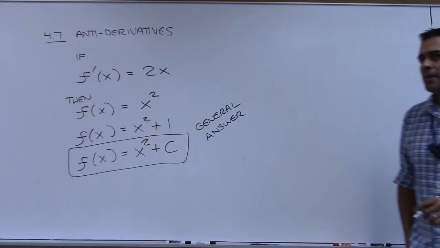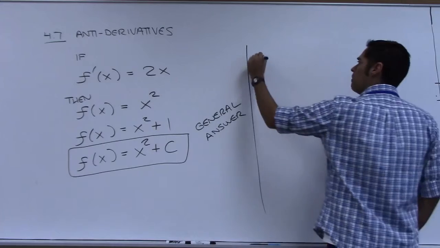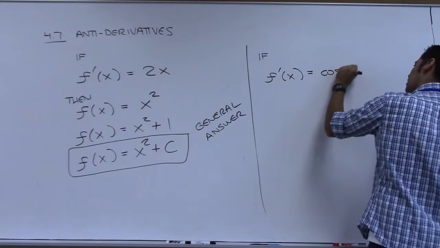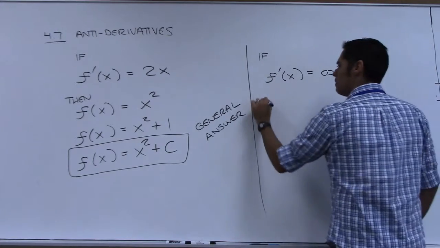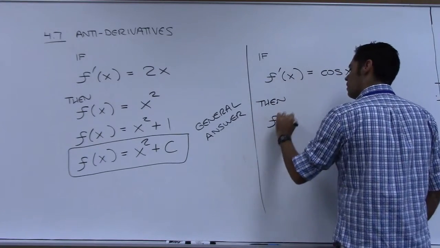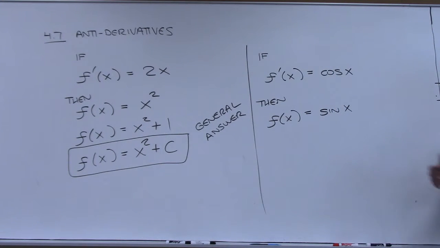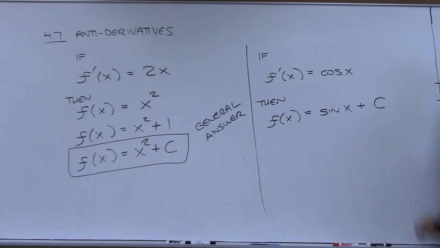It looks like that would be the case no matter what. No matter what we ever look at, if we're trying to go backwards, we should always have this concept of a constant there. Look, if I give you a different one, f prime x equals cosine x. What is f of x then? Sine x, but it could be sine x plus 2, sine x minus 5, anything, right? So sine x plus c again. Plus or minus c.